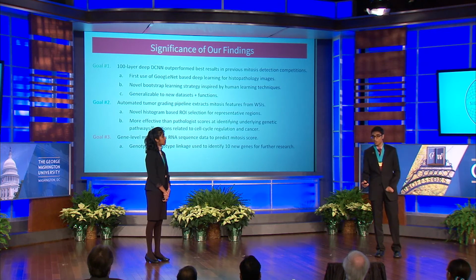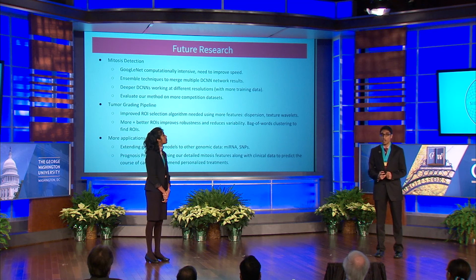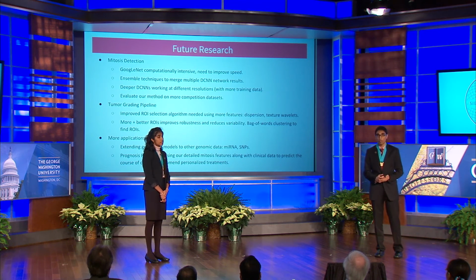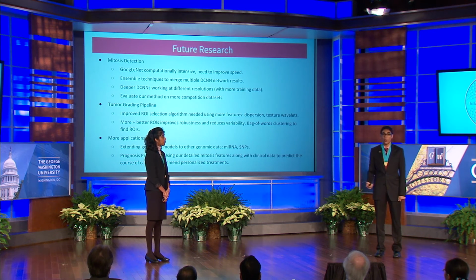And speaking of future research, these are some of the challenges that we'd like to tackle in the future. The improved performance with the 100-layer GoogleNet comes with the cost of computational intensity. Each whole slide image takes about 15 minutes to completely evaluate. And this can be problematic inside a clinical setting. So we need to develop clever algorithms and parallelization techniques to improve the speed of the GoogleNet, of course, without sacrificing accuracy. We also want to try various ensemble techniques and other methods to improve the performance of the GoogleNet.